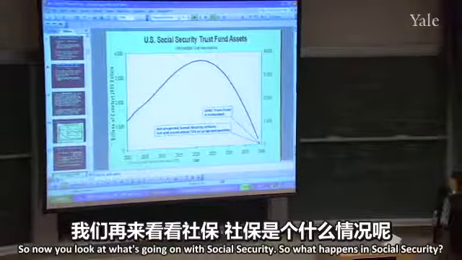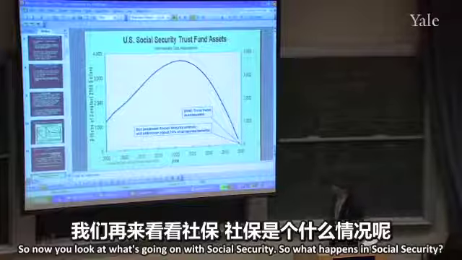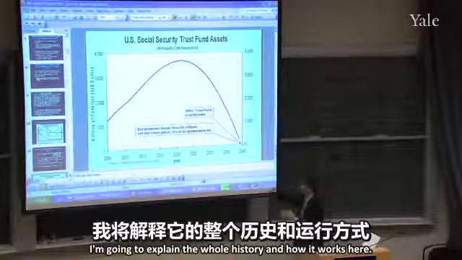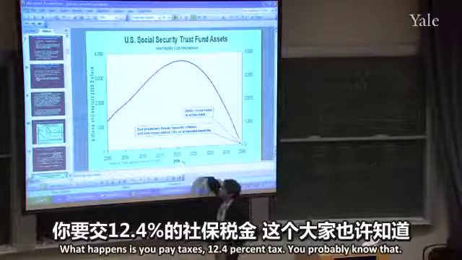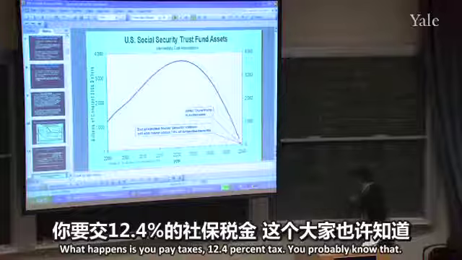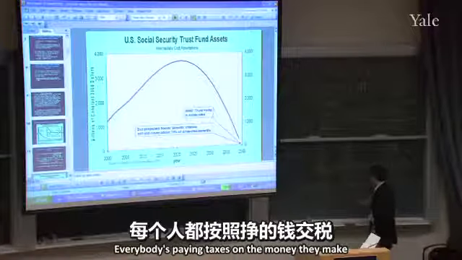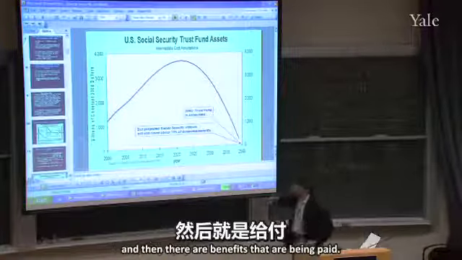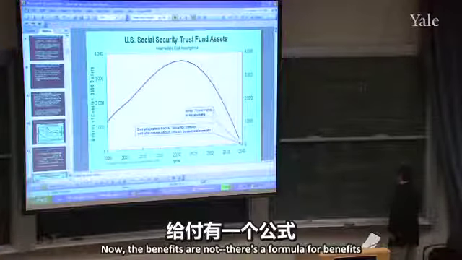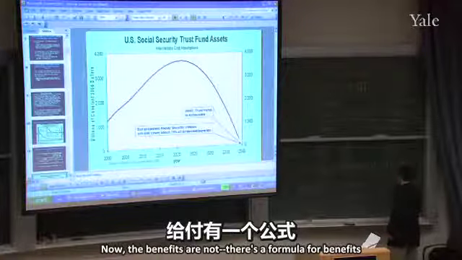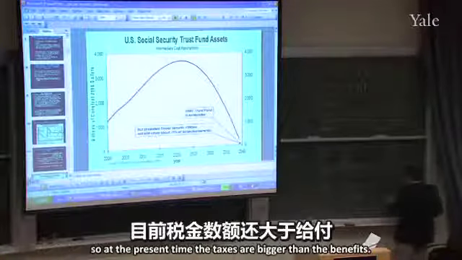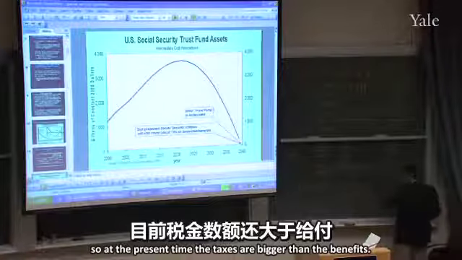So now you look at what's going on with Social Security. So what happens in Social Security? I'm going to explain the whole history and how it works here. What happens is you pay taxes, 12.4% tax, you probably know that. Everybody's paying taxes on the money they make, and then there are benefits that are being paid. Now, there's a formula for benefits which doesn't have anything to do with the amount of taxes being paid. So at the present time, the taxes are bigger than the benefits.